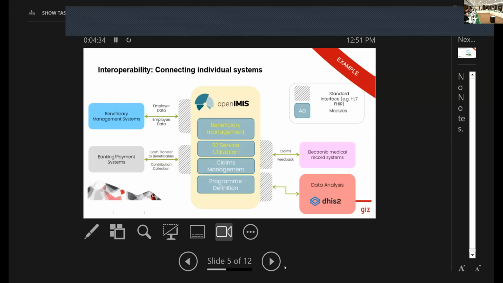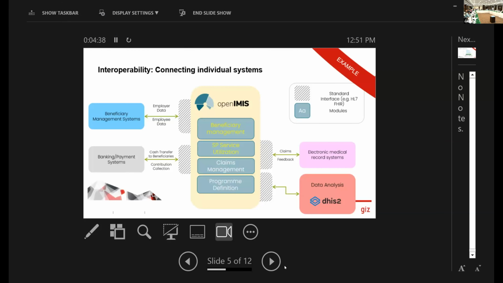But one of the key things that is the same in all these different connections that you see is this grayed shadowed box towards the edges of the OpenIMIS box, which are standard interfaces. So interoperability is possible between OpenIMIS and these other systems, because there is some standard interface that allows different systems to talk together, and that is key, and we'll look at that a little bit further as well.